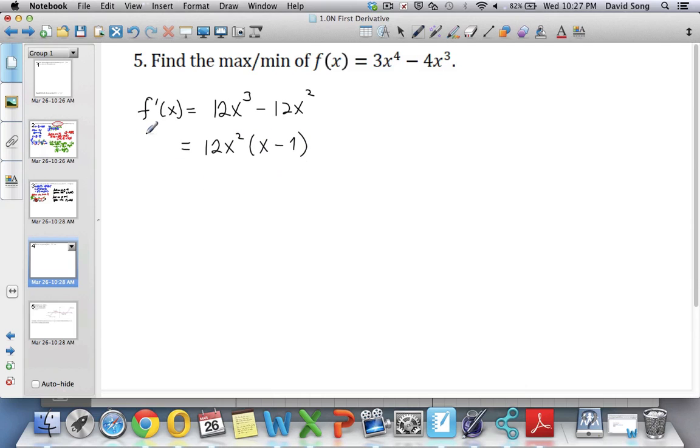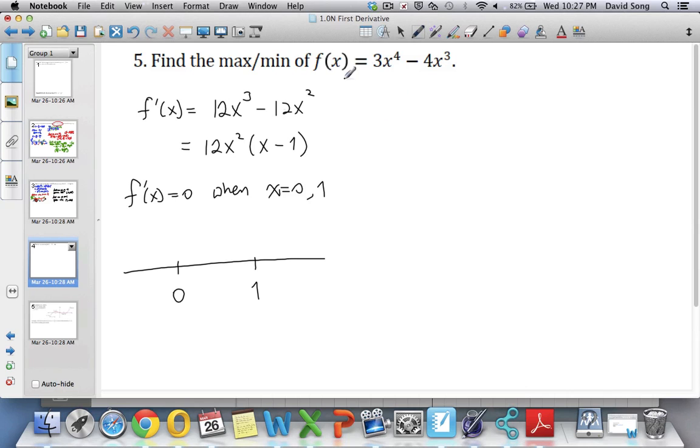Okay, when is f prime going to be 0? Well, when x is 0 or 1. So when I make my number line, those are my critical numbers, and that's the only place that my function could change increasing, decreasing behavior. So we have to investigate if it actually changed the increasing, decreasing behavior or not.